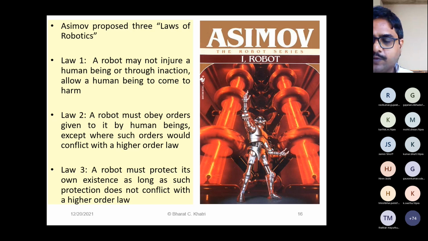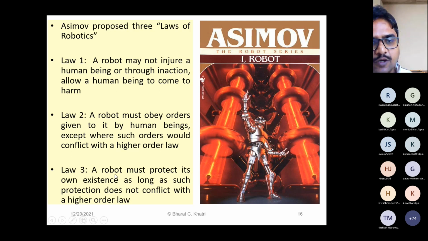The second law given by Asimov is that a robot must obey the orders given to it by human beings, except where such orders would conflict with the higher order law. Sometimes if one person tells a robot to kill a second person, it should not allow it. So the second law says it should obey orders, but it should not be hazardous to human beings.